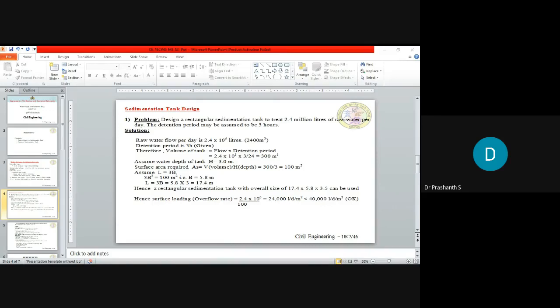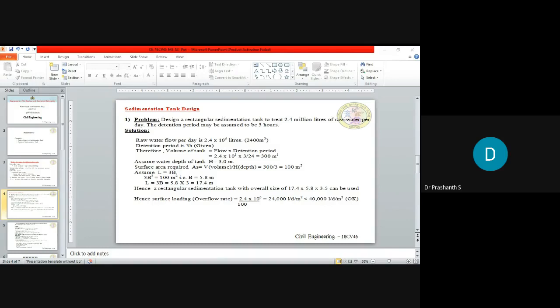So what is the volume required? We know 500 meter cube. It is equal to d square into 0.011 d plus 0.785 into 3. So if you apply by trial and error, you get d is equal to 14.2 meters. So provide 14.2 meter diameter and 4 meter depth of the tank.